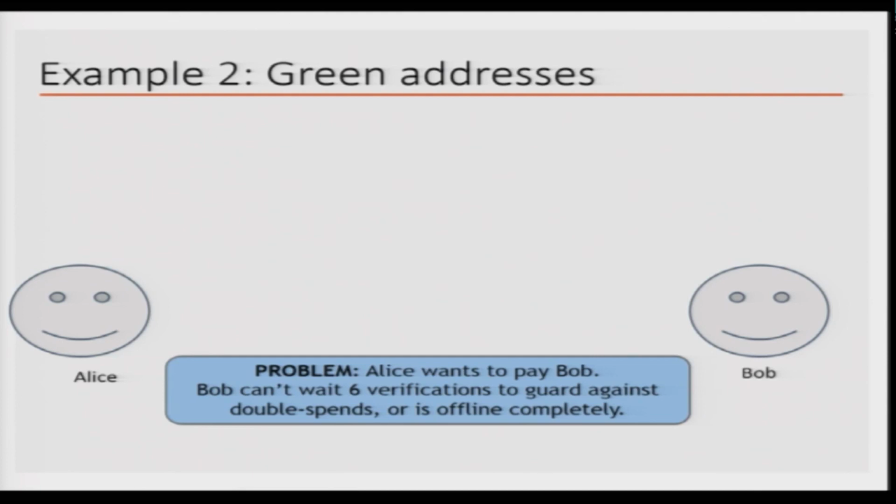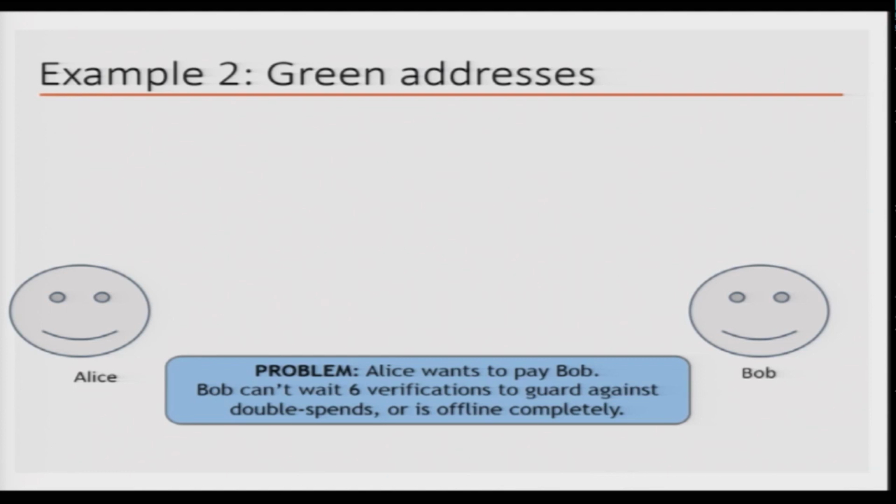In green addresses, what happens is that, say, a similar problem, Alice wants to pay Bob, and Alice makes the payment transaction, but Bob cannot wait for 6 verifications. Remember, like we said, that there have to be 6 blocks built on top of the block that contains this transaction in the blockchain in order to be probabilistically more sure. And also Bob does not want Alice to then go around and do a double spending. Or Bob may be completely offline and he has no way to check what is happening.